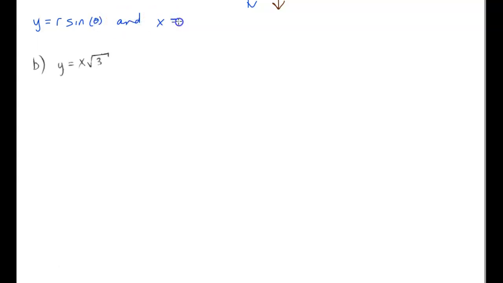And we know that x is equal to r cosine theta. So if I was to substitute that in here and here, then what I would have is r sine theta is equal to r cosine theta times square root of 3.